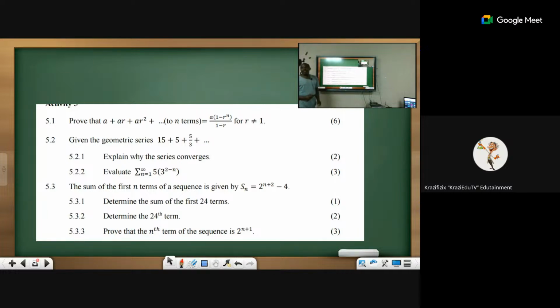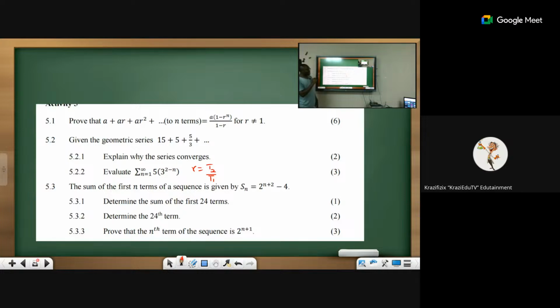Given the geometric, explain why the series converges. So work out the ratios. Work out the ratio, check if it's between 1 and -1. Evaluate that. Can you see it's sum to infinity? You need your A, you need your R. Please, my dear learners, to get R, first get T2 and then get what? T1. That one is very tricky. Get T2 first. You know how to get T2. You can't use No. 5.2.